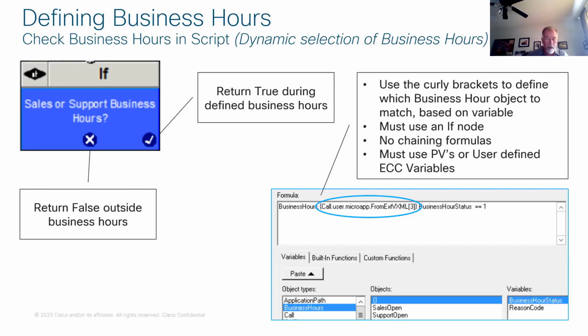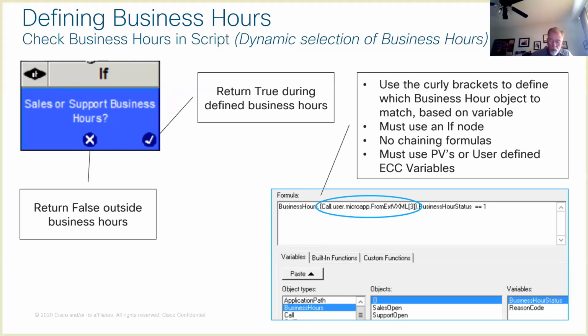And maybe we're passing that back in this cheesy example in array index number 3 in our from external VXML ECC variable, call variable, right? This is just making stuff up here left and right, but if that variable has been populated somewhere along the way with either sales open or support open, or sales closed or support closed, whatever I named them, we want to dynamically look at that name.